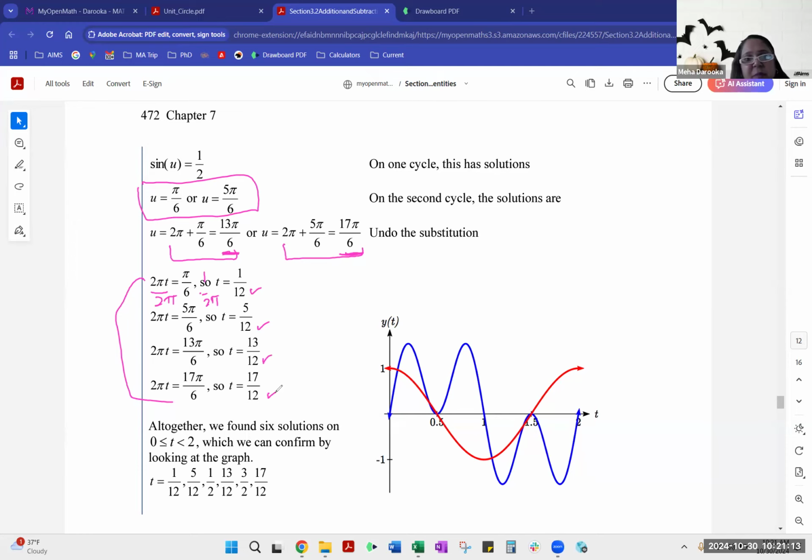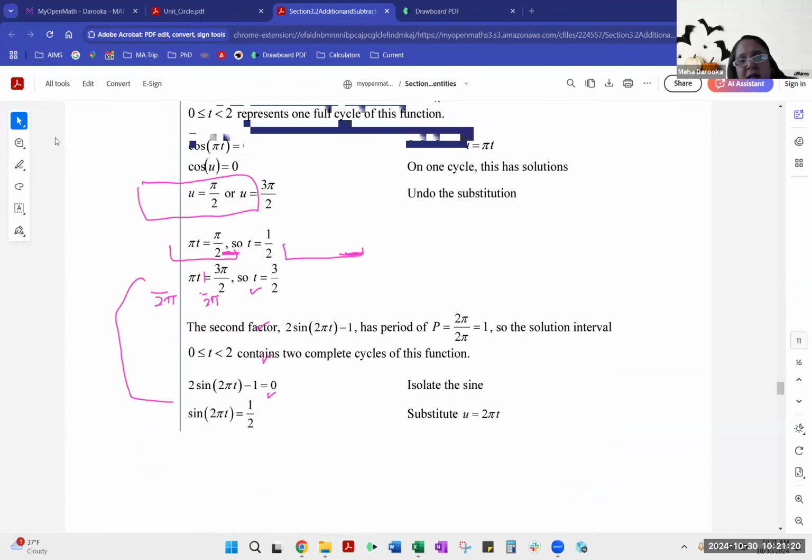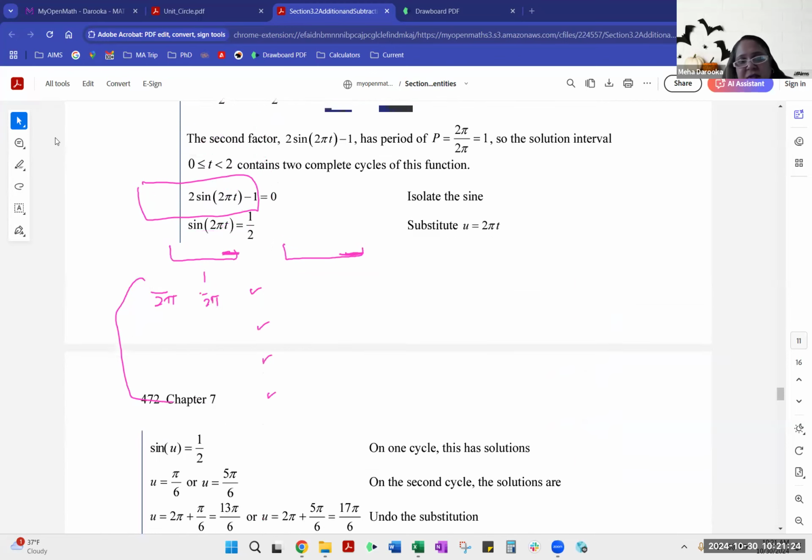Okay, so now you can see we technically end up with a total of 6 different values for t, because remember, 2 of those came from the cosine function from that first half when we solved cosine of pi times t, and that had given us 1/2 and 3/2.